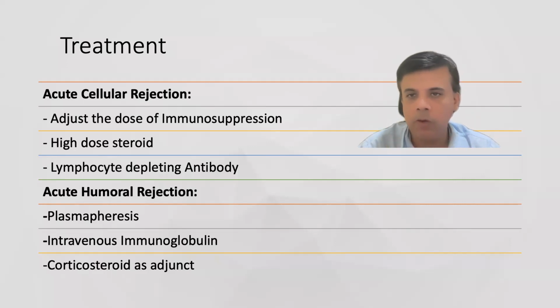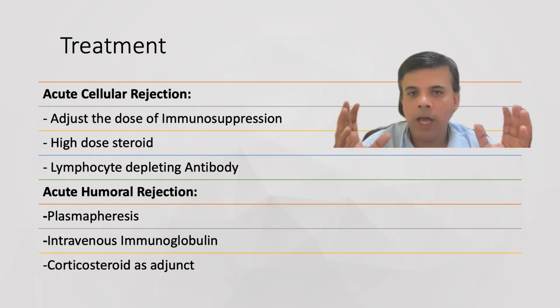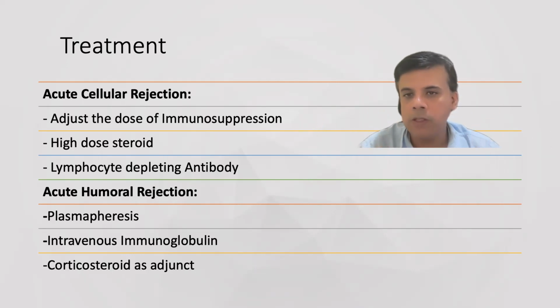Now, how to treat acute humoral rejection? You will do plasmapheresis, that is plasma exchange. You can give intravenous immunoglobulin, and corticosteroid can also be used as an adjunct. So have a quick recap of the findings we discussed. Acute humoral rejection and acute cellular rejection, by definition, should be less than 6 months. And here the important causes are HLA mismatch and inadequate immunosuppression.